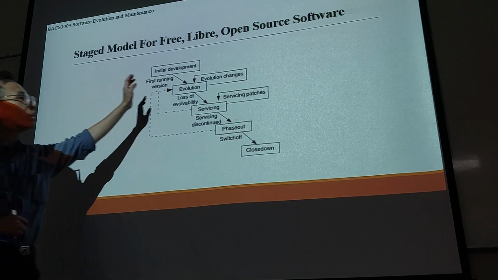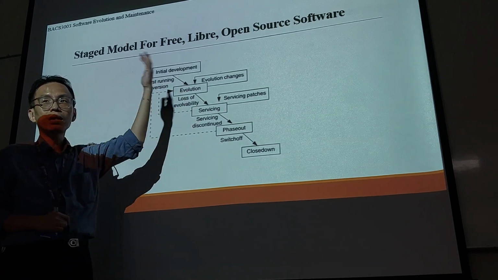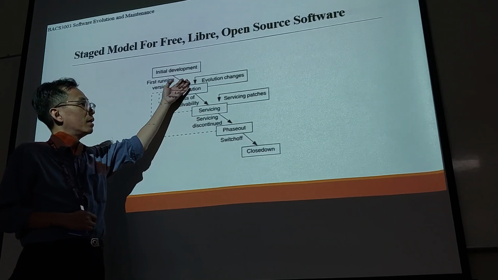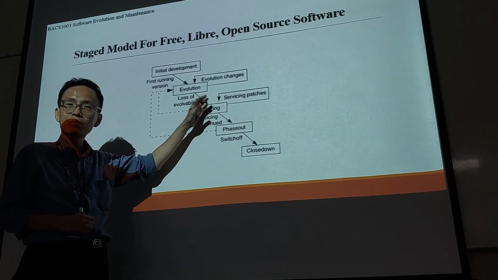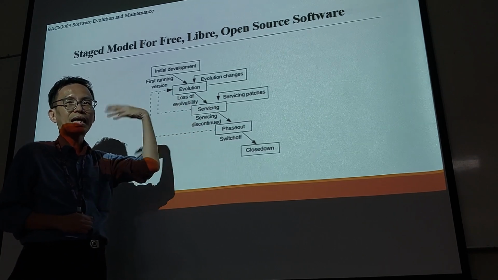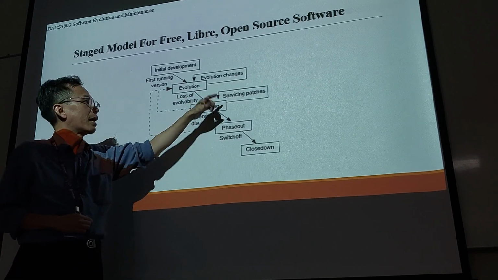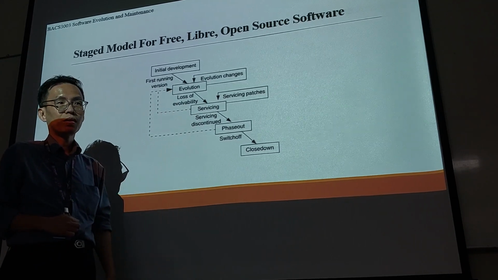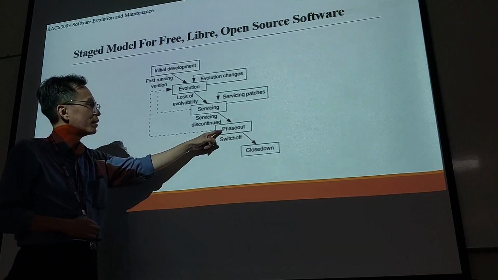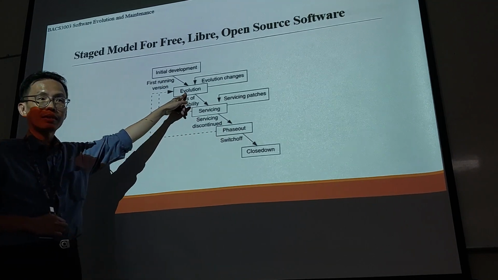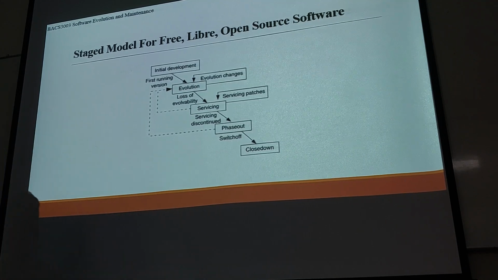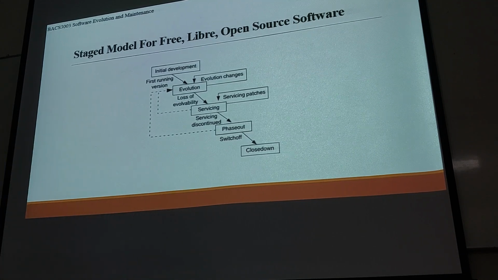If there is an evolution, then it follows evolution by the users, by the people who use it and modify the code. Am I right? When we come to servicing patches, yes, possible. But if there are any chances or any factors that lead to the evolution again, it will evolve. Understand? And this one is the same. So this is the difference between the stage model of open source software and the stage model of closed source software. Understand?